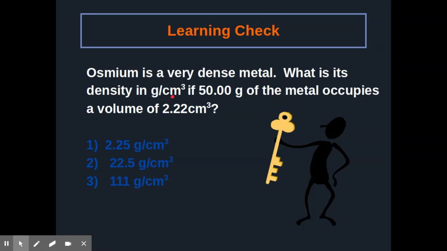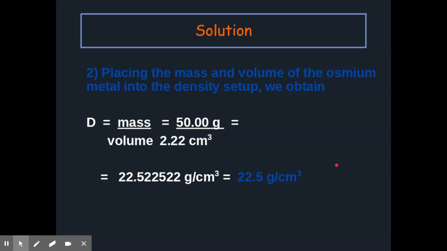Now, I'm looking for density. I've got mass. I've got volume. So I'm just going to take the mass divided by the volume and get my answer, which I don't remember off the top of my head. There you go, 22.5 grams per centimeter cubed. I really should have logically figured that out, right? Makes sense. So there's the answer to it.